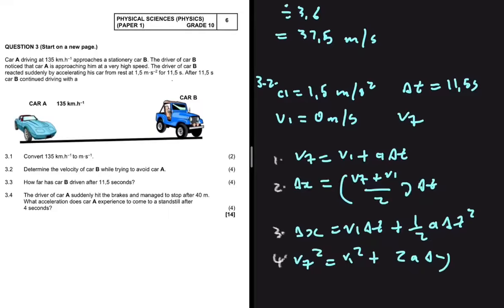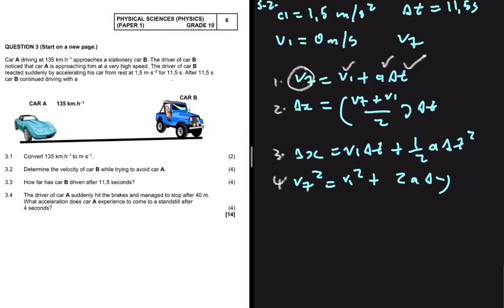So let's go ahead and find out which equation we can use. Let's look at equation 1. In equation 1, we're looking for VF. We have VI, which is 0 meters per second. We have an acceleration and we have the time. So we need to go no further, because we can see that equation 1 has all the variables we have. So let's just go ahead and use that equation.